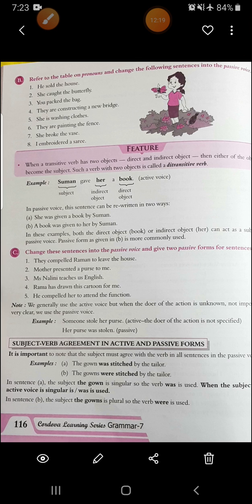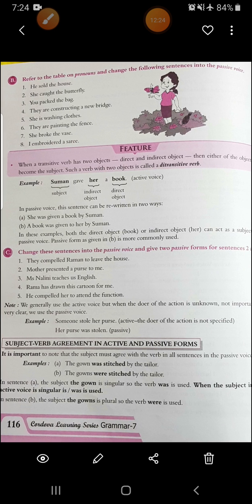See the first one. They compelled Raman to leave the house. What will be the answer? Raman was compelled by them to leave the house. Second, mother presented a purse to me. So you can see there are two objects. That is why we have to write in two forms. First will be: A purse was presented to me by mother. Second: I was presented a purse by mother.